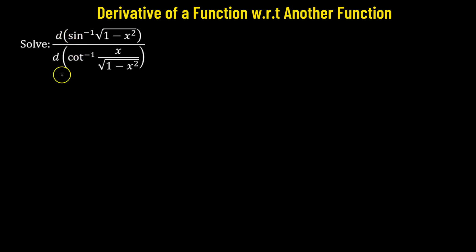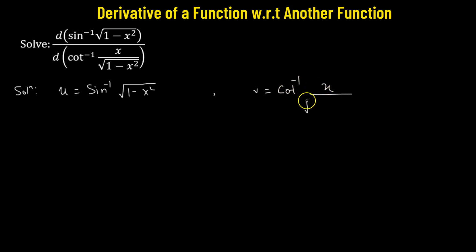Let's find out the derivative of the following. To begin with, we will consider u to be equal to sine inverse of square root of 1 minus x squared. And we'll consider v to be equal to cotangent inverse of x divided by square root of 1 minus x squared. So what we have to find here is the derivative of u with respect to v, where u and v are given in parametric form.